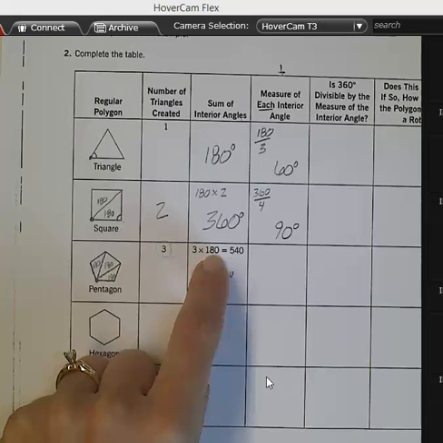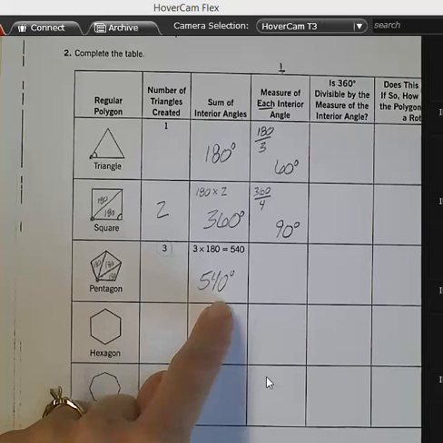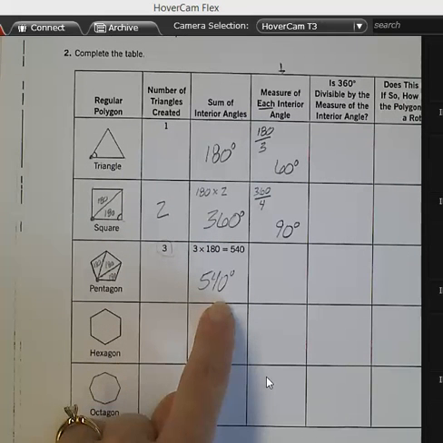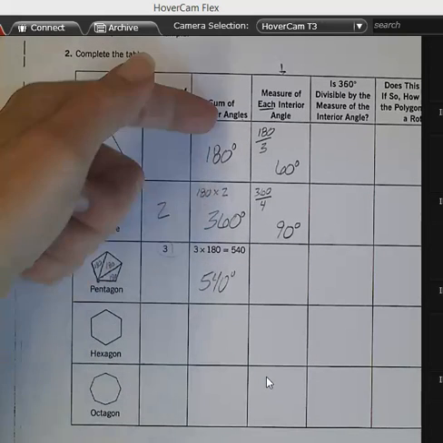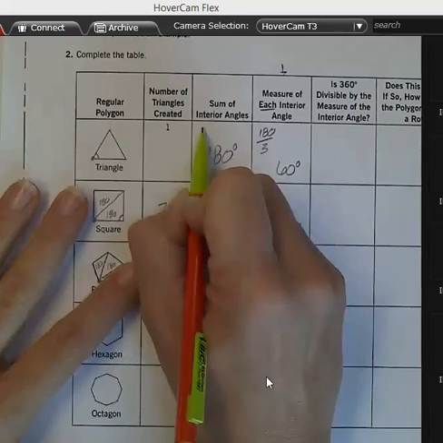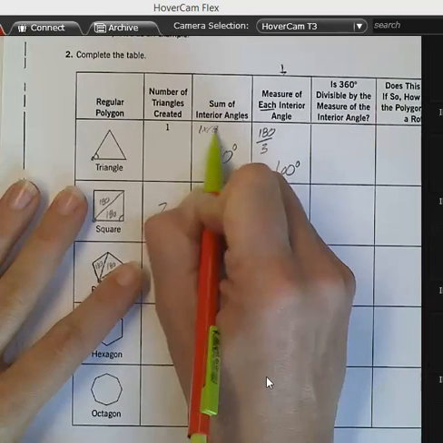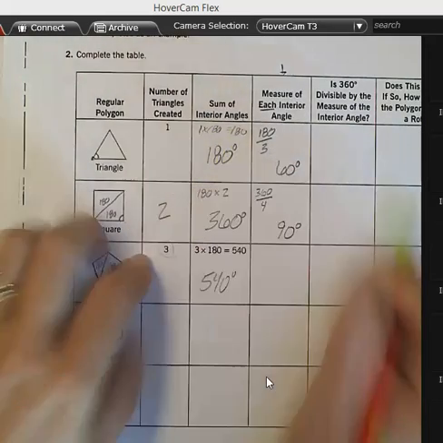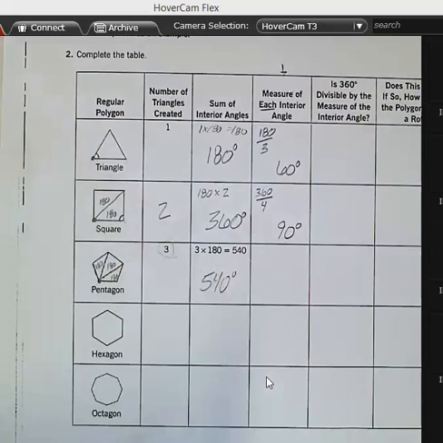So even though we have a shape we have not dealt with yet, we can figure out, based on what we do know, what the interior angle is so far. We're just following the pattern. Really, this up here would be 1 times 180, because there's just one of them. Here it's 180 times 2. Here it's 3 times 180.